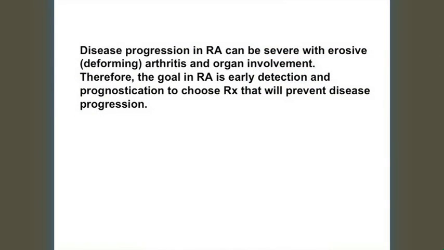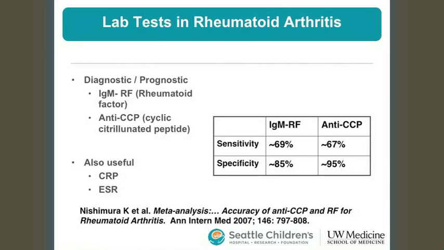And the argument for testing and early diagnosis in rheumatoid arthritis is to prevent these crippling sequelae in the joints through treatment. And it is amazing what can be done through providing chronically good care to the patients with these chronic diseases. And you can see that the CCP has about the same sensitivity as the rheumatoid factor, but its specificity is quite a bit better.